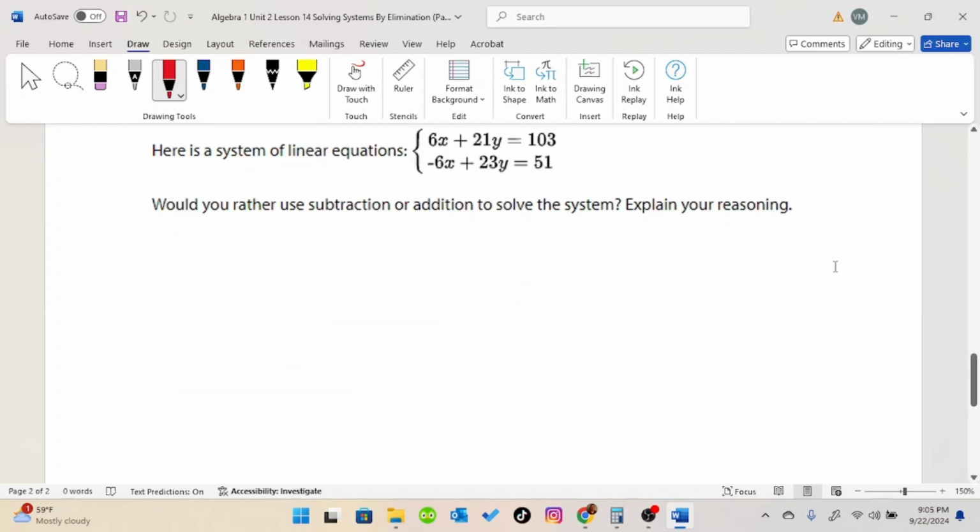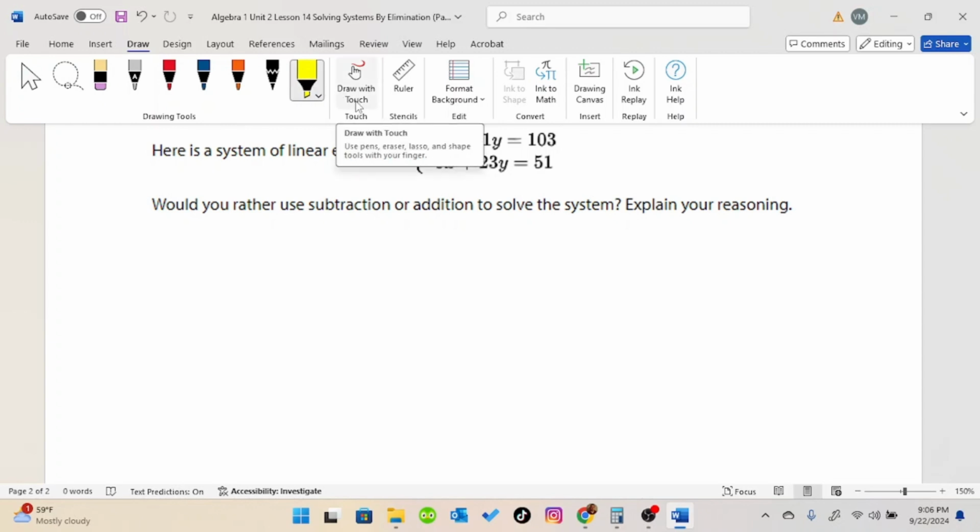Our last practice problem on lesson 14. Here is a system of linear equations. 6x plus 21y equals 103, and negative 6x plus 23y equals 51. Would you rather use subtraction or addition to solve the system? Explain your reasoning.